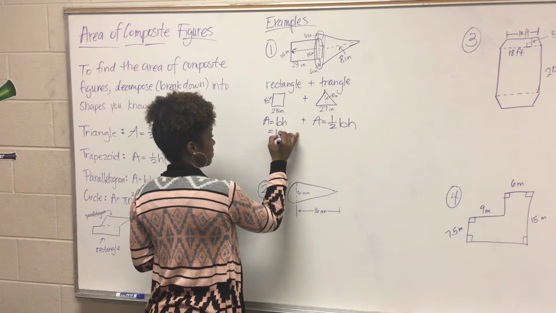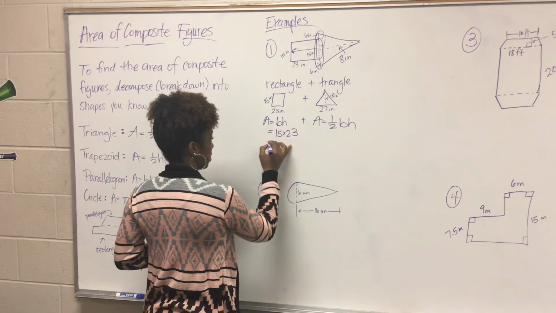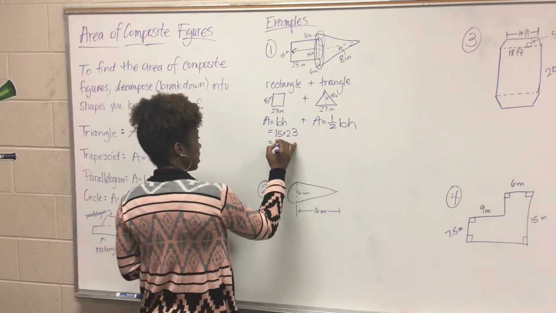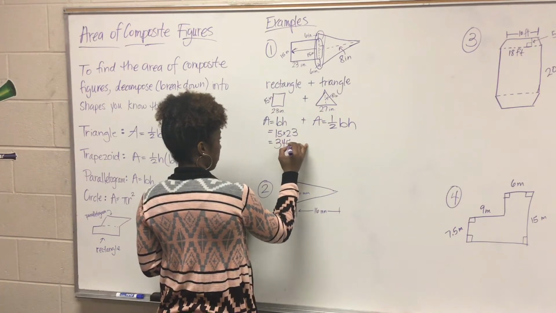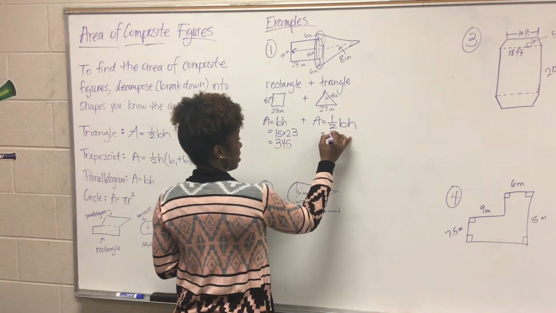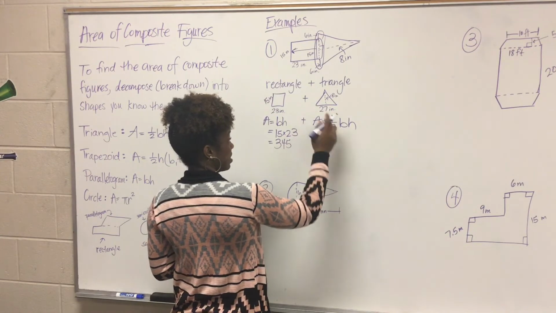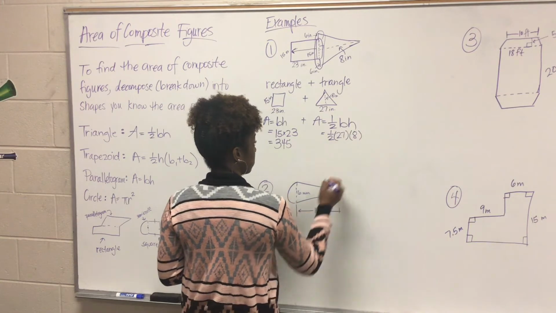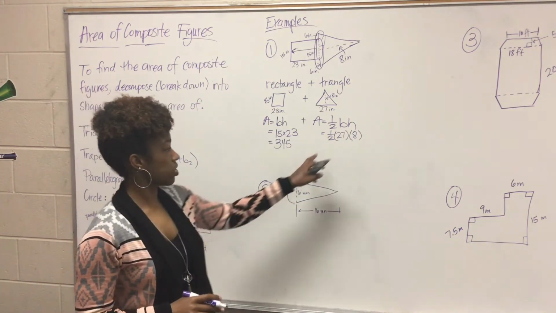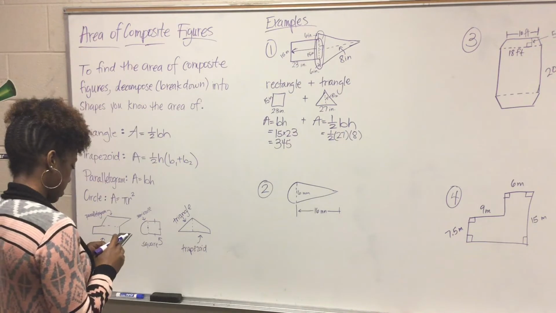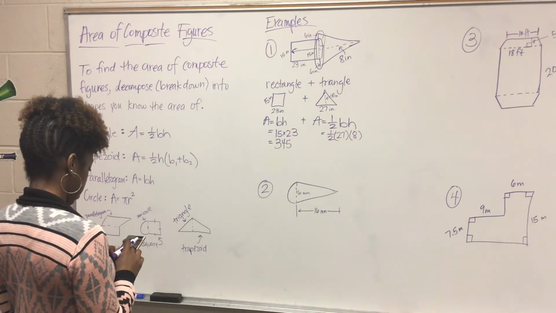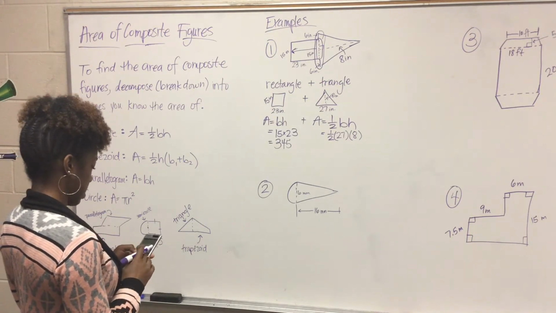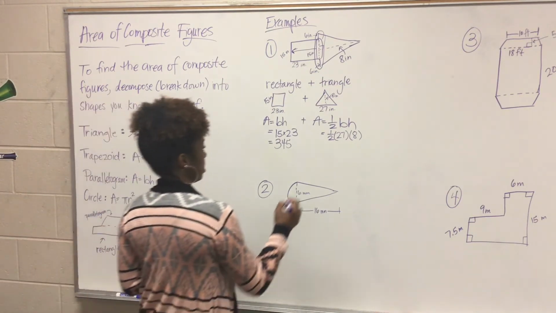So the area equals 15 times 23, which gives us 345. For the triangle, the area equals 1/2, the base is 27, the height is 8. It doesn't matter which order you do it in. 27 times 1/2 is 13.5 times 8. It's going to give me 108.